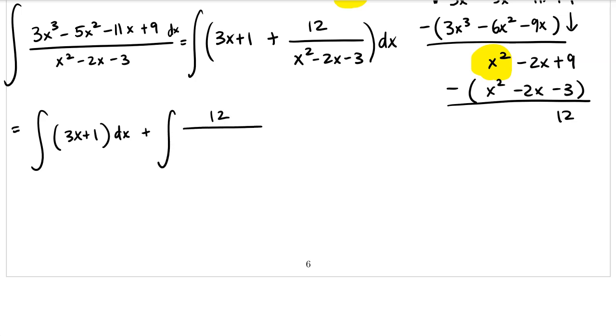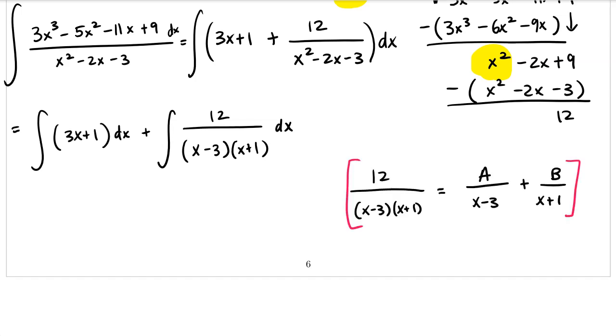Now, I have a quadratic in the denominator, and you'll notice that quadratic is nicely factorable. It factors into x minus 3 times x plus 1 dx. And we have two integrals now. The first integral, we could just use the power rule, and on the second integral, we're going to need to use partial fraction decomposition. So I've gone ahead and set up my equation, and I want to multiply every term in that equation by the least common multiple of all of the fractions. So we want to multiply through by x minus 3 times x plus 1.